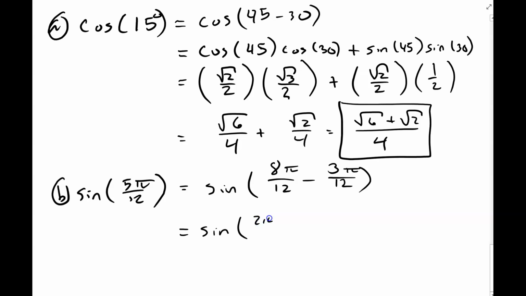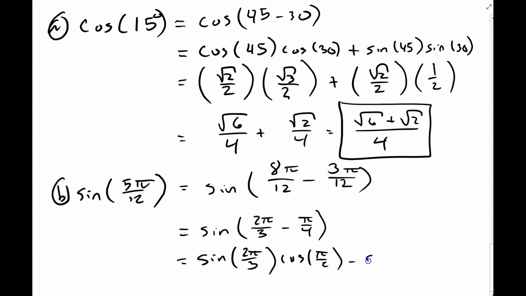So that reduces down to 2/3, and that reduces down to 1/4. So I can say then I have sine u times cosine v minus cosine u times sine v.